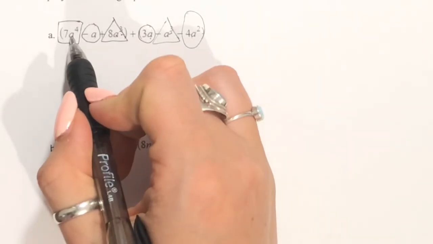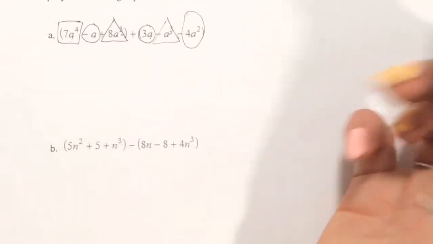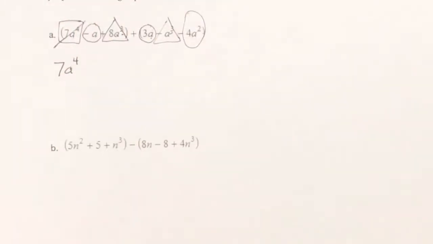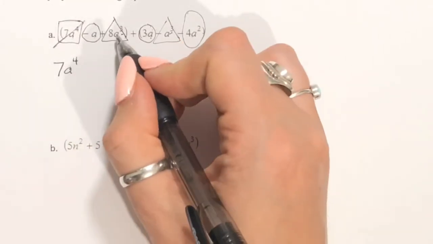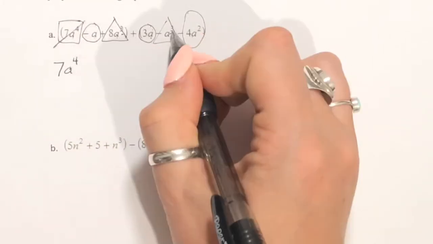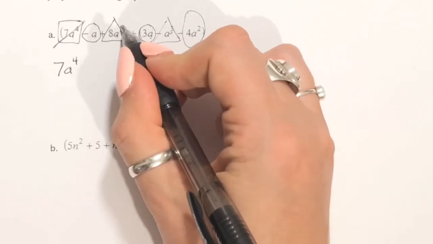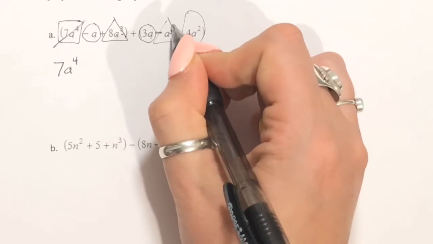So that's our 7a to the fourth. But since there are no other 7a to the fourths, I don't have anything to add, so it's just going to come down. And I'm going to just cross it out so that I know that I've used it and I don't forget any pieces. The next degree, if I'm descending, would be the 3. So I'm going to take my a cubes. I have one here and one here. So I'm starting with a plus 8a cubed, and now I'm subtracting, that was a negative, an a to the cube.